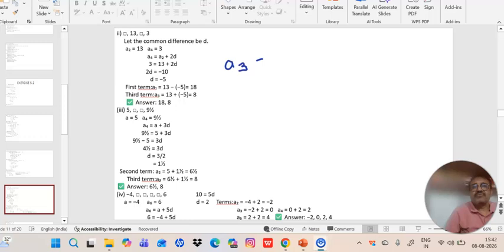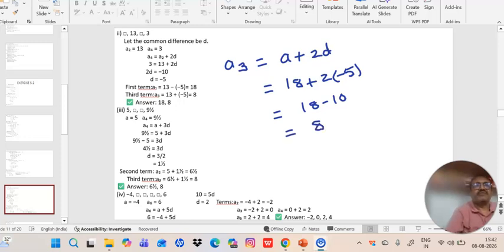A3 is equal to A plus 2D, where A is equal to 18, plus 2 into D, which is minus 5. That is equal to 18 plus 2 into minus 5, that is minus 10. So 18 minus 10, that is equal to 8.